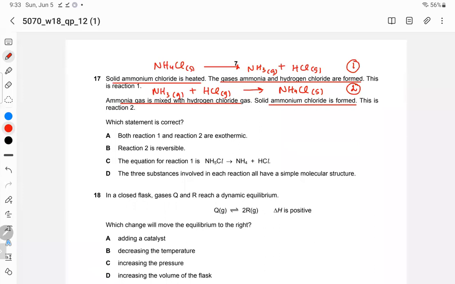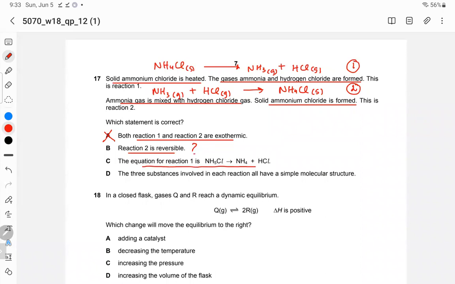What is the correct statement? Both the reactions are exothermic? No, because the two reactions are opposite of each other. So this is not the case. If they are opposite to each other, then their enthalpy changes must be opposite to each other. If the forward reaction is exothermic, then the backward reaction must be endothermic. Is this clear? Yes, sir, clear. Reaction 2 is reversible. Yes, it can be. But first we have to look at the other options, then we will decide.